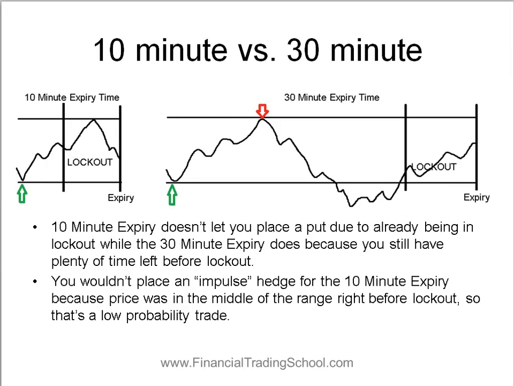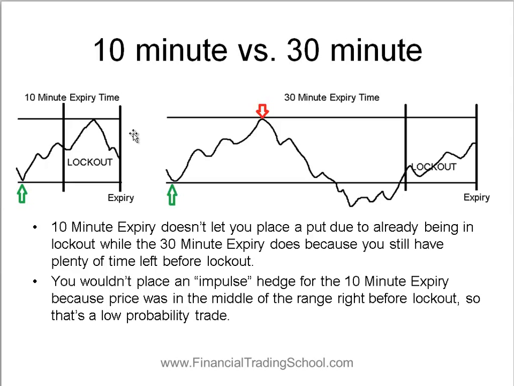On the left, you'll see the 10-minute expiry time, and on the right, you'll see the 30-minute expiry time. Both have the same support and resistance levels, both start with the same call option, and both have the same 5-minute lockout period. The difference is how much time you have before lockout. The 10-minute only gives you 5 minutes before lockout, and the 30-minute gives you 25 minutes before lockout. As such, the 10-minute expiry doesn't let you place a put due to already being in the lockout period, while the 30-minute expiry does because you still have plenty of time before lockout.